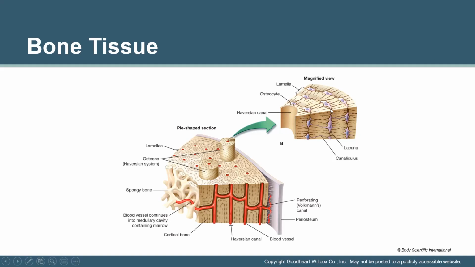We also, within the layers of the lamellae, have these little thread-like things, like little connecting wires or threads that run through the lamellae. They're called canaliculi.